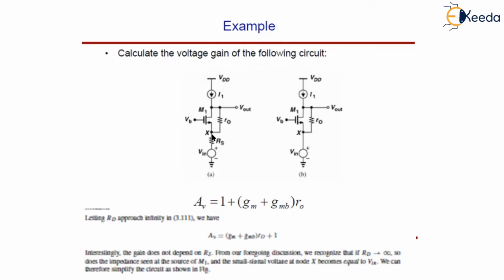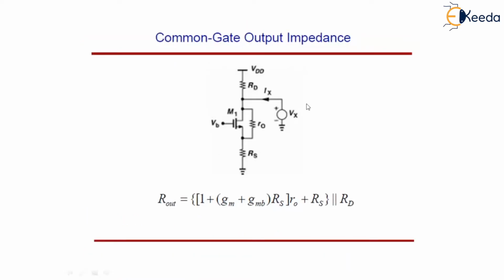At the source, the voltage at this node X will also become equal to Vin. This Rs will again be 0, so we can simplify and get this voltage gain. Now how will we get the output impedance? If we want to find the output impedance, the output is taken from the drain terminal in the case of the common gate topology. So we will apply the voltage Vx producing the current Ix at the drain terminal. We will draw the equivalent small signal analysis of this circuit. What we will get is V1 and the source resistance Rs.